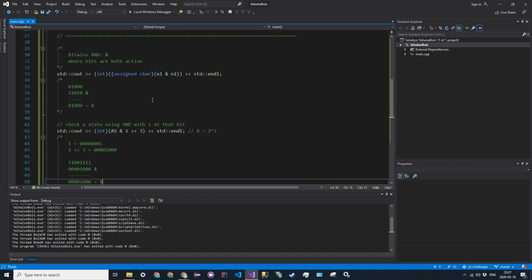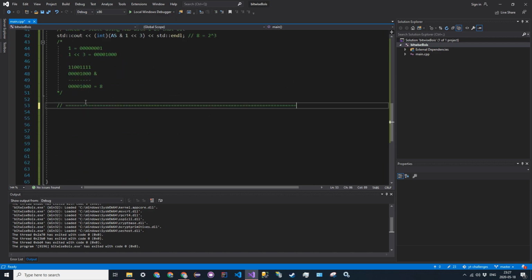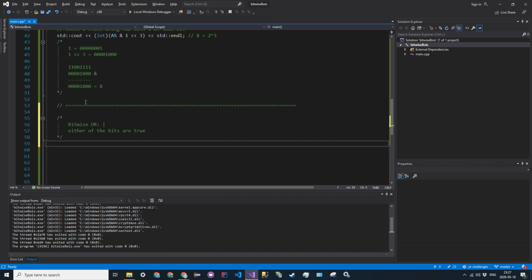All right, next bitwise operator. This is going to be the bitwise OR. This is the single pipe character, or I don't know what that character is called. And this is going to test whether either of the bits are true. So let's look at this. Standard cout, we're going to convert to an integer N1 bitwise OR N2.